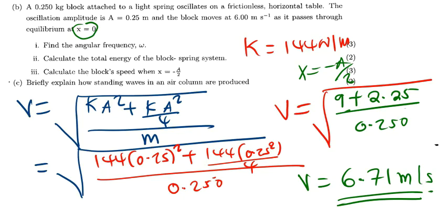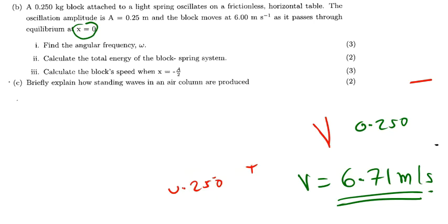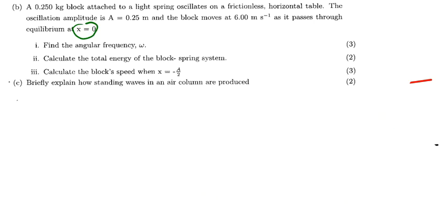Okay. Now the last question is: briefly explain. It's just 2 marks. You just need to explain briefly how standing waves in air column are produced. So standing waves can be produced in an air column. We're talking about the air column right now. If we have a pipe that is more like an air column, let's assume that it is just open at one end.